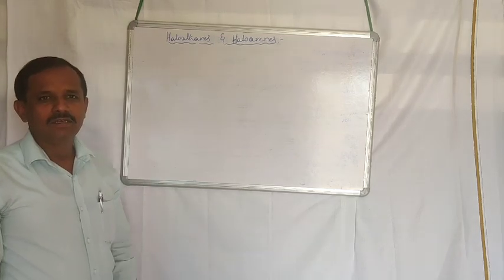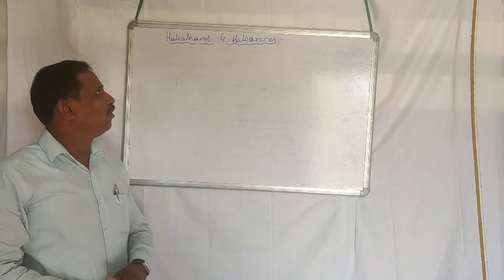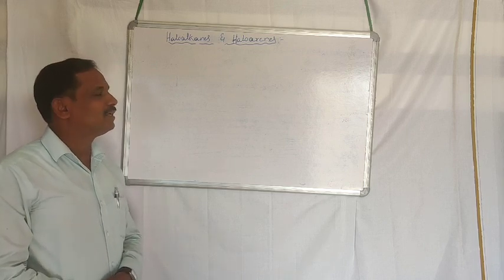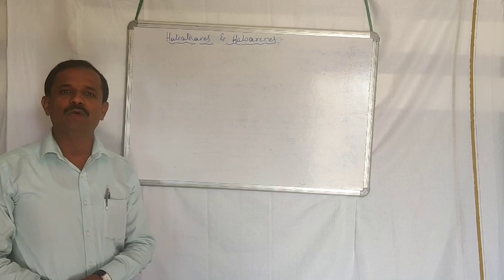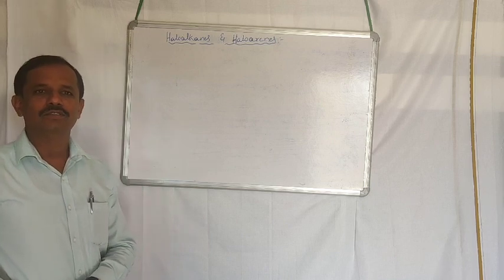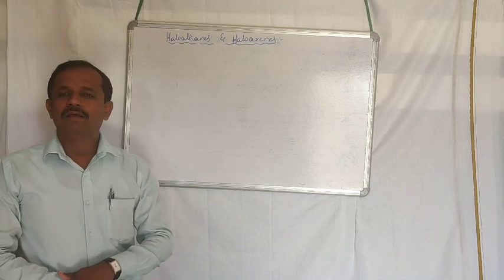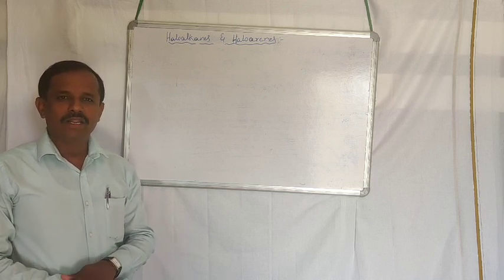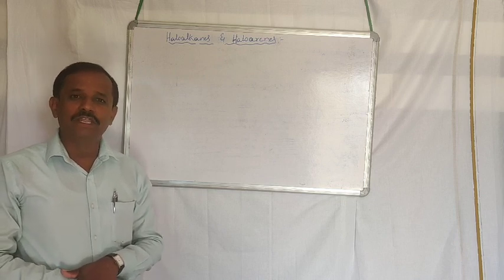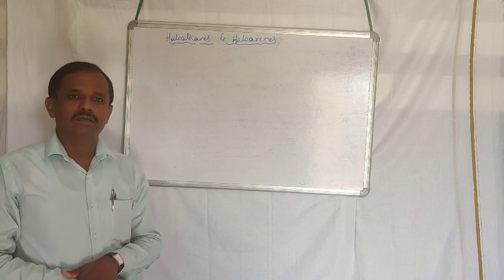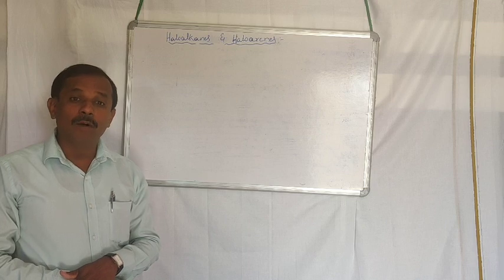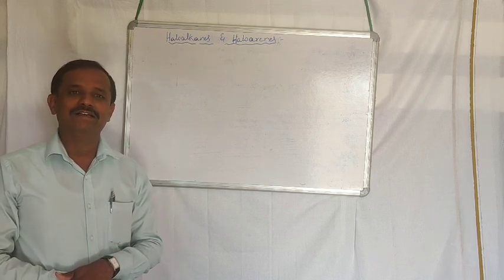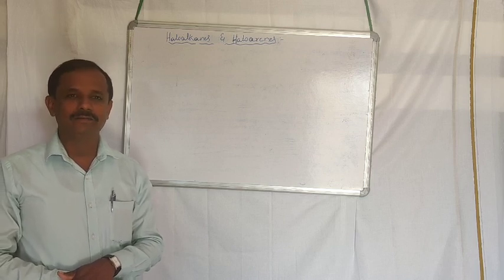Good morning, students. Today we will discuss haloalkanes and haloarenes in organic chemistry. These haloalkanes and haloarenes are very important organic compounds. The importance of these haloalkanes is very high. For example, chloramphenicol is a chloro compound. It is used as an antibiotic drug in the treatment of typhoid.